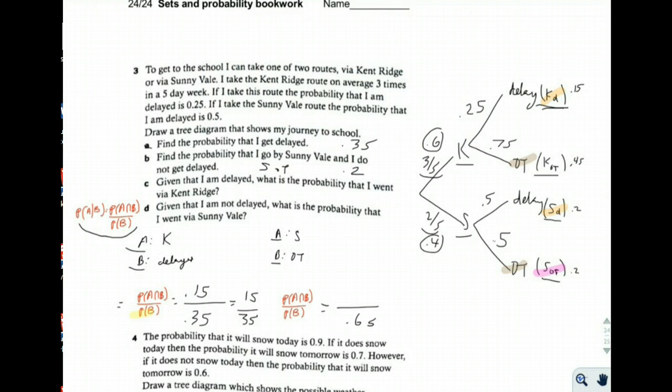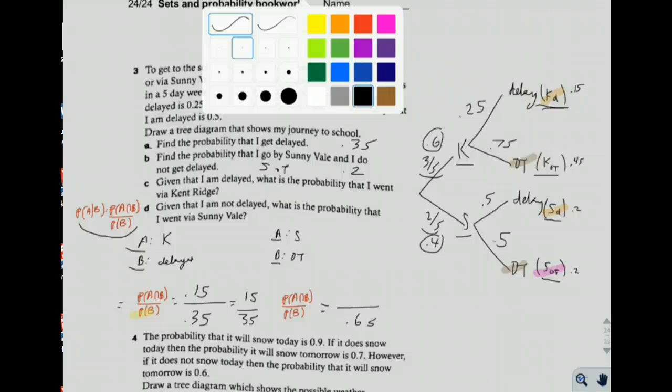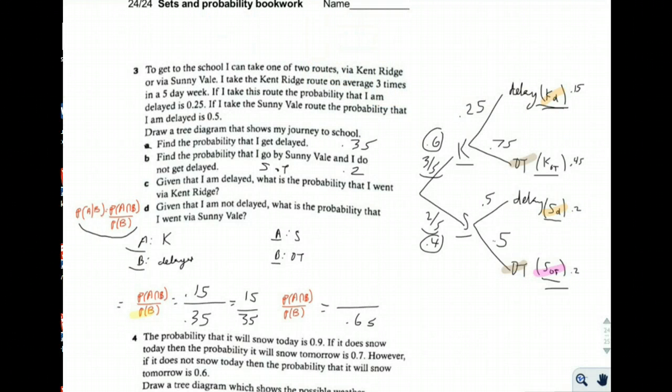Probability that I went on Sunnyvale and I'm on time. So that would be SOT, right? So that would be this one here, SOT. That would be 0.2. So the probability is 20 over 65. Remember, 0.2 is the same thing as 0.20.